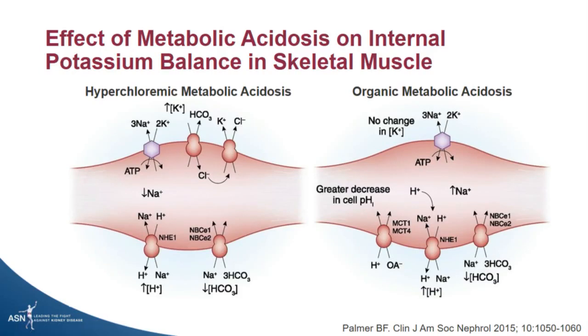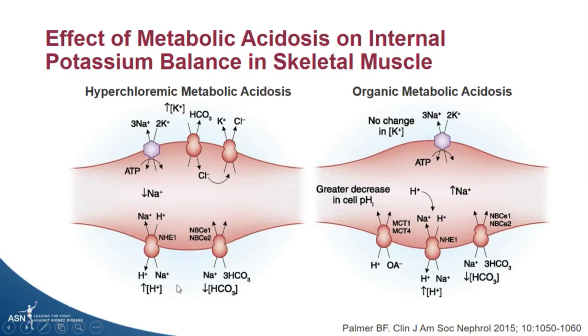Acid-base disturbances have an influence on potassium homeostasis, and there's an important difference between the hyperchloremic metabolic acidoses, which will result in hyperkalemia, and the organic metabolic acidoses, which generally do not directly cause potassium efflux from cells. And it's thought that this is related to differences in how the acid load is buffered by the cells.